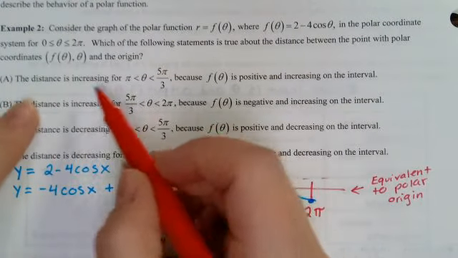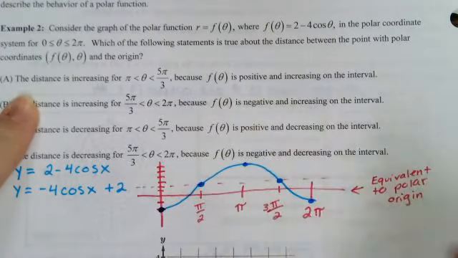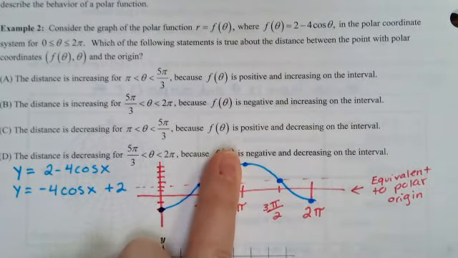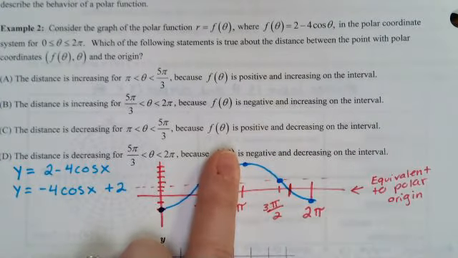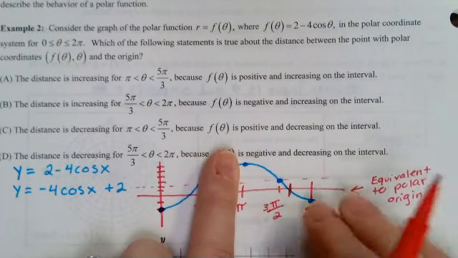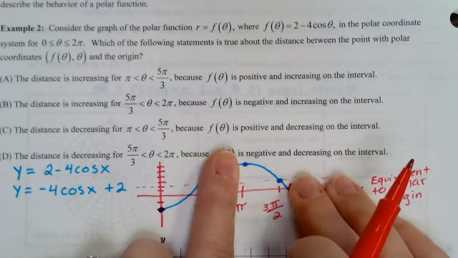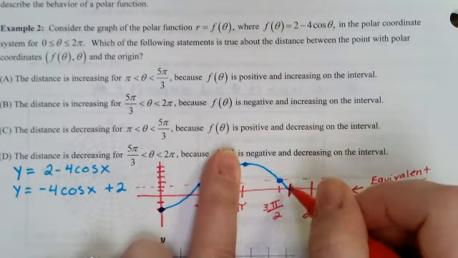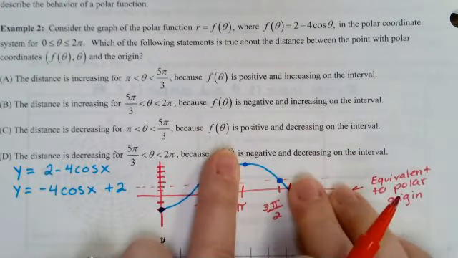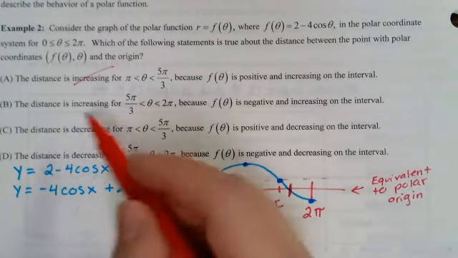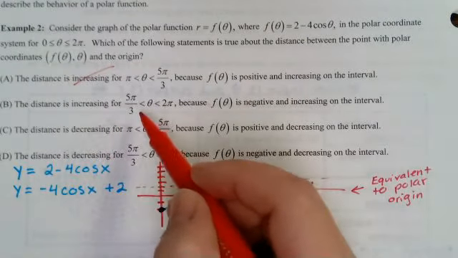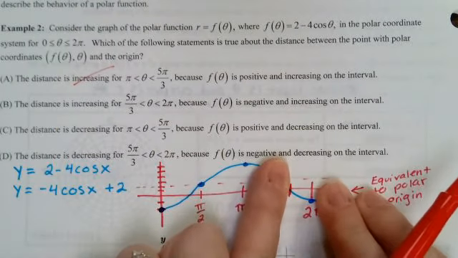Okay. So here we said the distance is increasing from pi to 5 pi over 3. Pi is here. 5 pi over 3 is over here where this thing crosses. So that's giving you that little breaking point. So is the distance increasing here? No, because it's getting closer to the x-axis, meaning that it's getting closer to the origin. The distance is decreasing. So no, that doesn't make sense there. The next one says the distance is increasing from 5 pi over 3 to 2 pi. Yes, the distance is increasing because it is getting further away.